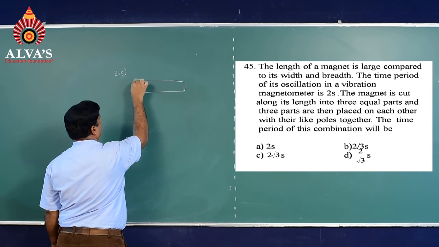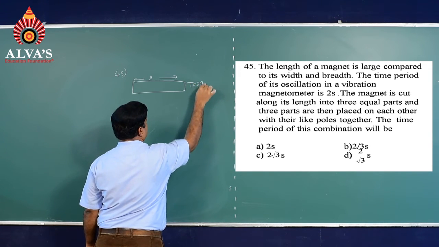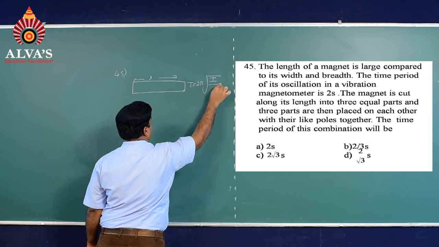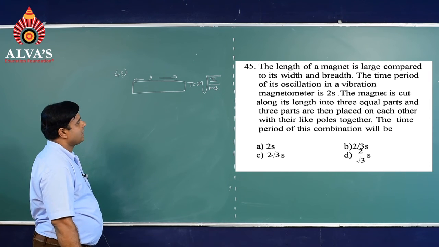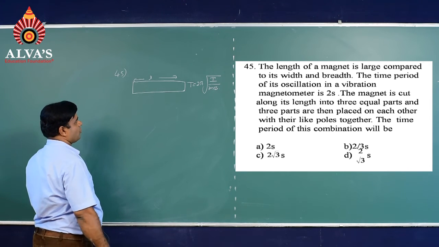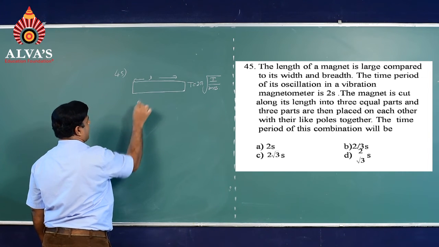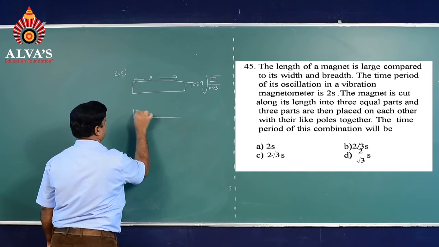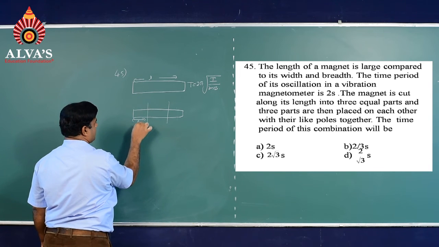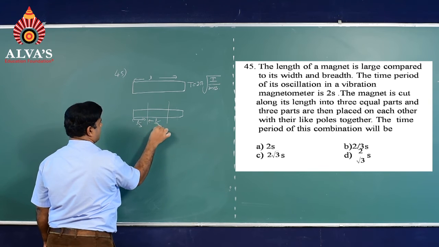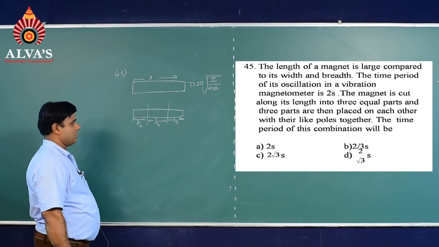whose length equals L, time period is 2π root of I divided by mB. I is called moment of inertia, m is the magnetic dipole moment. Now it is cut into 3 equal parts along the length. Length of each becomes L divided by 3. No change in the pole strength.